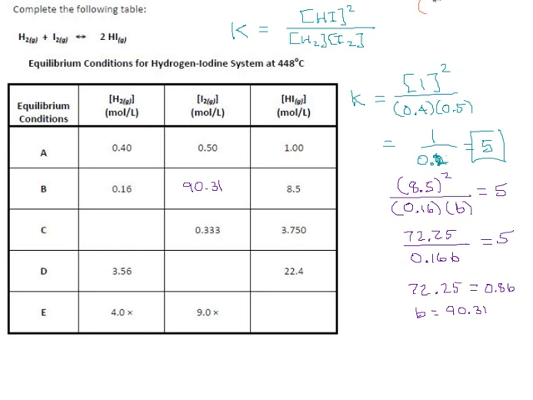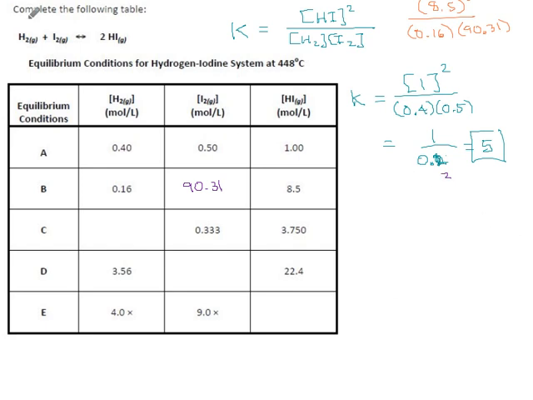I'm going to do HI 8.5 squared over hydrogen's 0.16 and iodine's 90.31, we hope. 8.5 squared divided by 0.16, also divided by 90.31. Yeah, I get 5.000 and then some small change that doesn't matter. So yes, this number is good. We got our K of 5. That means these are consistent. All right. How about C?